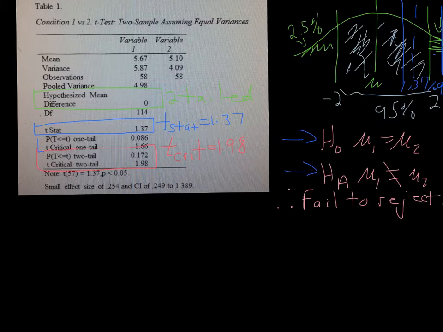They give you some more data or some more conclusions. Small effect size of 0.254 and confidence interval of 0.249 to 1.389. So what they're saying there, the effect size to begin with, tells you whether or not the difference between the two groups' averages is large enough to have a practical meaning. Your effect size here is small. Anything from about 0 to 0.2 is considered a small effect size.